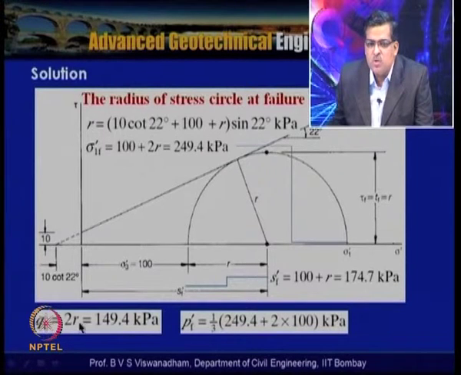Because Q is equal to sigma 1 minus sigma 3, R is equal to (sigma 1 minus sigma 3) by 2. So what we have done is that QF is equal to 2R, which is equal to 149.4 kilopascals, and P dash F is equal to 1/3 of sigma 1 dash, which is 174.7 plus 2 into 100. With this, sigma 1 dash is nothing but 249.4, so sigma 1 dash is 249.4 plus 2 into 100, and we will get the P dash.